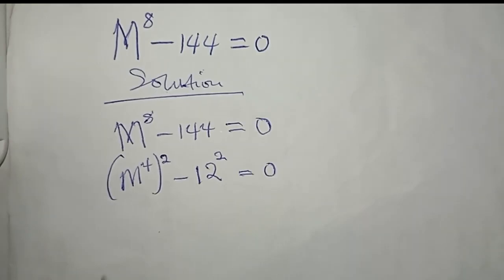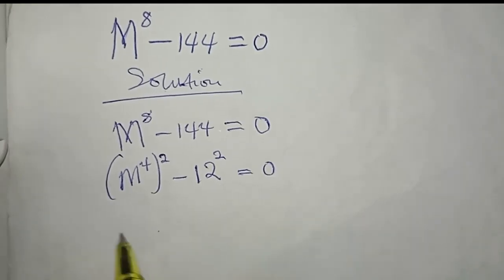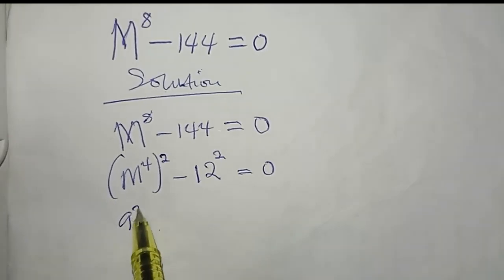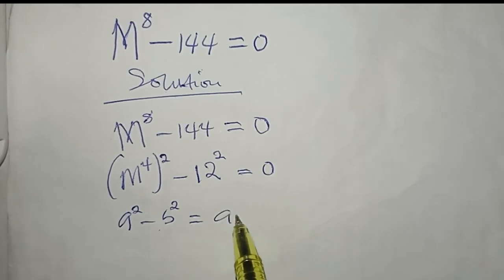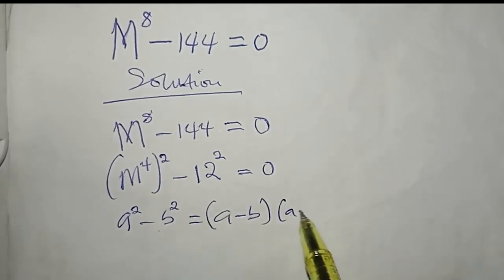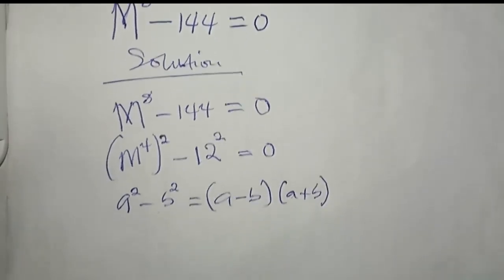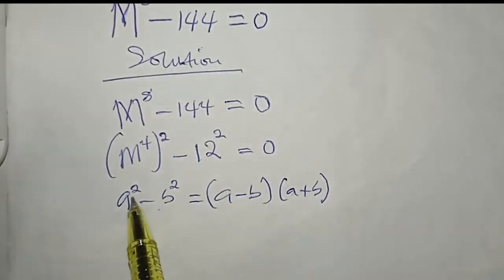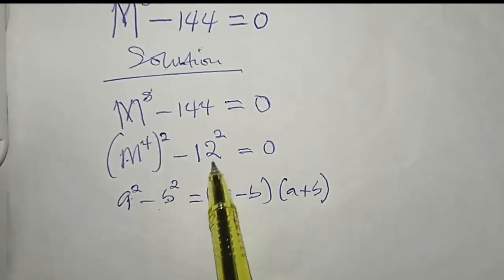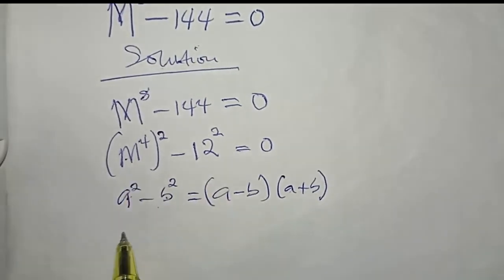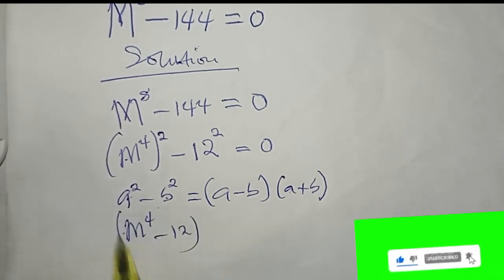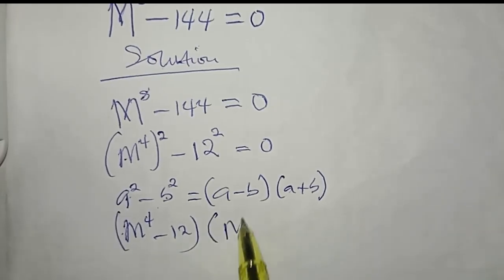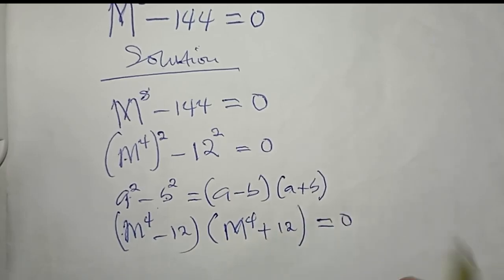So obviously you can see that this is a difference of two squares, and of course you can remember that if you have a power 2 minus b power 2, you can expand this to be a minus b multiplied by a plus b. So using that rule here, a is equal to m power 4 and b is equal to 12. So this will change to m power 4 minus 12, and then multiplied by m power 4 plus 12. It's equal to 0.